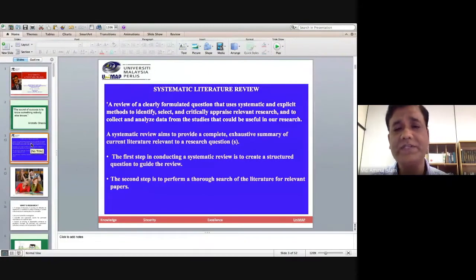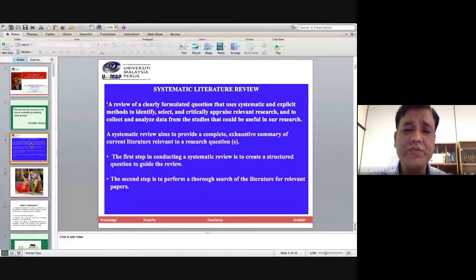So I will start with a simple definition of systematic literature review. Basically, it is a review of a clearly formulated question that uses systematic and explicit methods to identify, select, and critically appraise relevant research. So that's what I'm going to show you. How can we identify and select the kind of relevant research, and do a critical review for the purpose of clarifying and defining the research problem, and subsequently conducting a very good literature review.